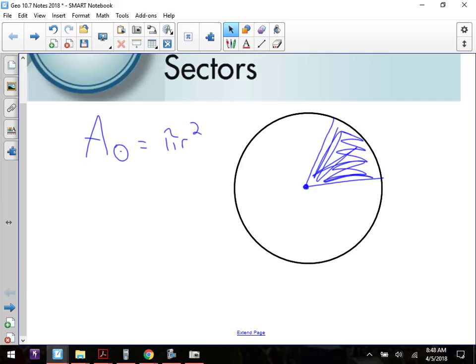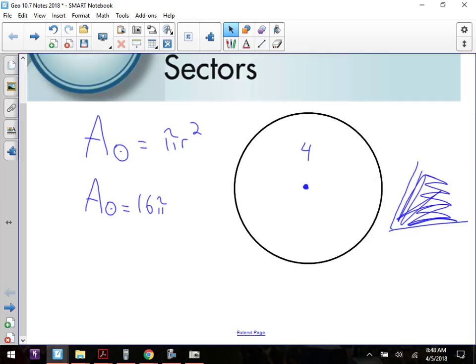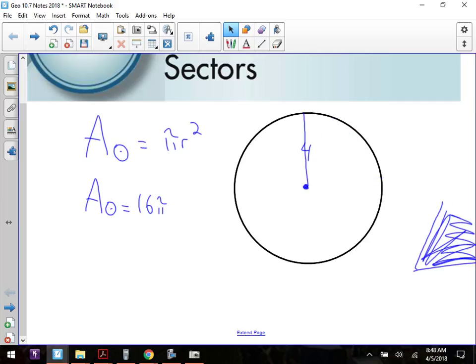So let's say you have a circle that has a radius of 4. That means that the area of the circle would be 16 pi for the whole thing. You guys okay with that? Now, if I say that my radius is 4 and I wanted to know the area of half of that, it would be half of it. It's 8 pi. You okay with that? Because you're using half of the area.